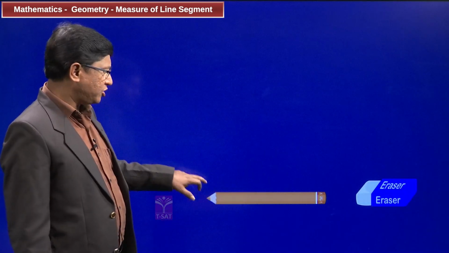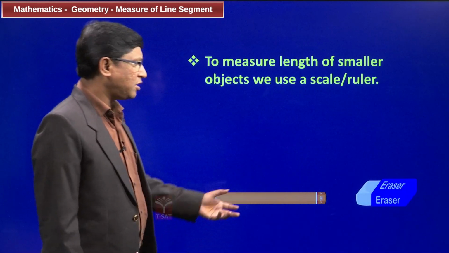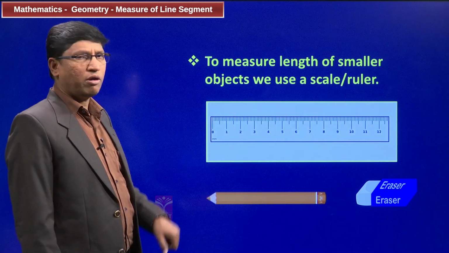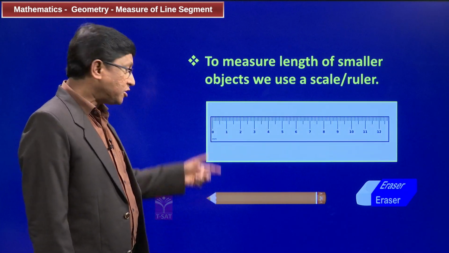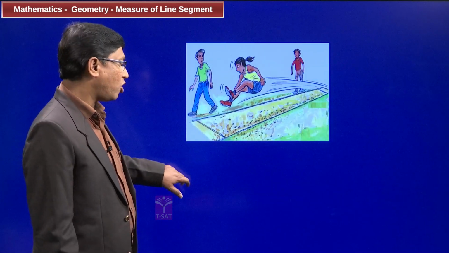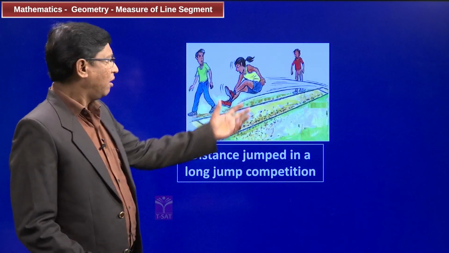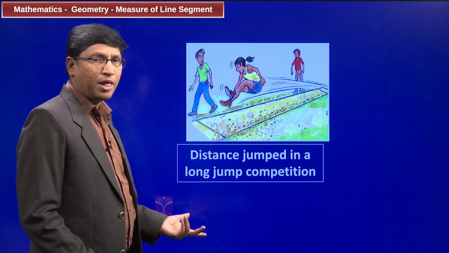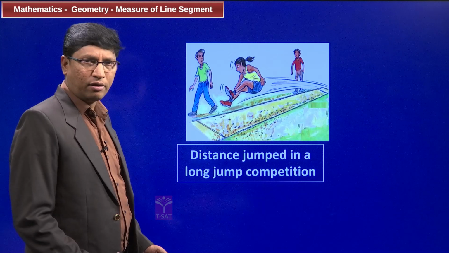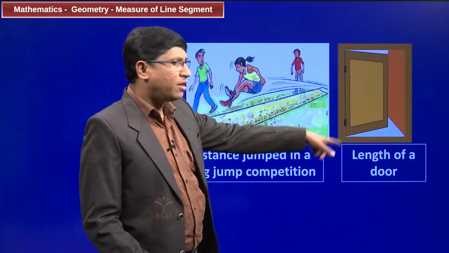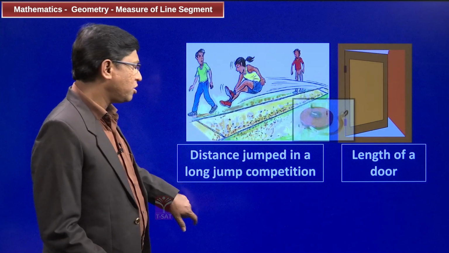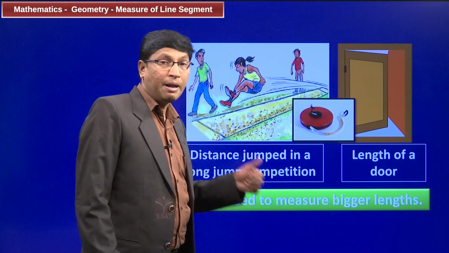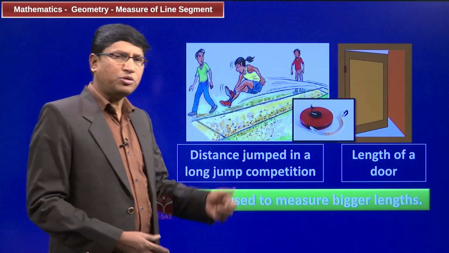Notice here on your screen you can see a pencil and an eraser. These are generally very small, isn't it? So to measure these, we use a scale or a ruler. But suppose you want to measure longer lengths or longer distances, like here a person is doing a long jump. That distance you have to measure, so you cannot use an ordinary scale or ruler. Or to measure the length of a door, you use a measuring tape. Measuring tape is generally used to measure bigger lengths, and for smaller lengths, we use a ruler or a scale.